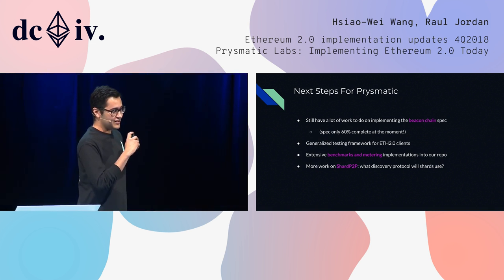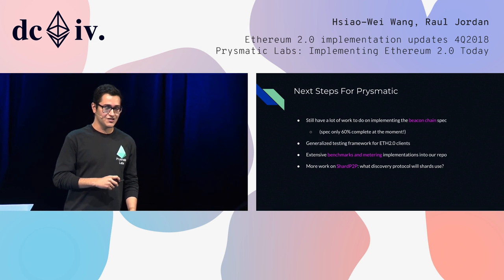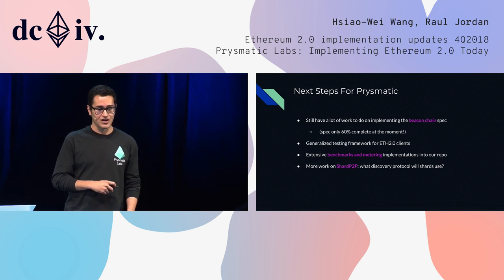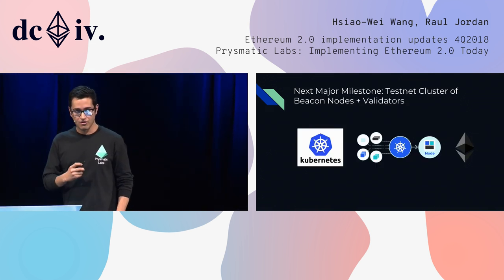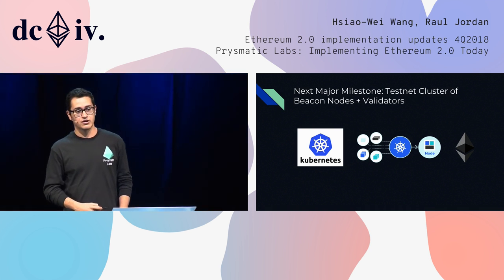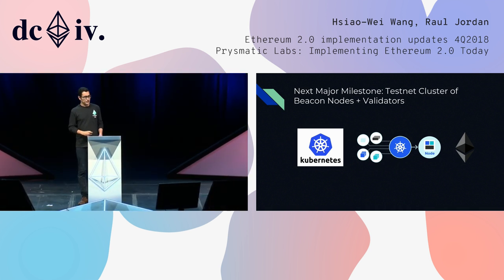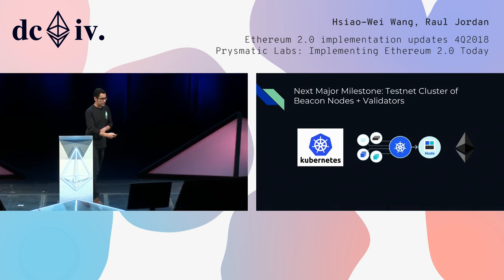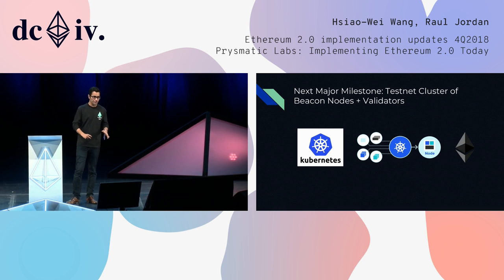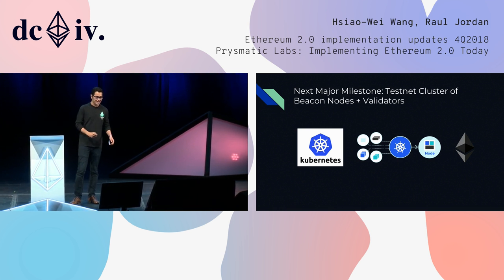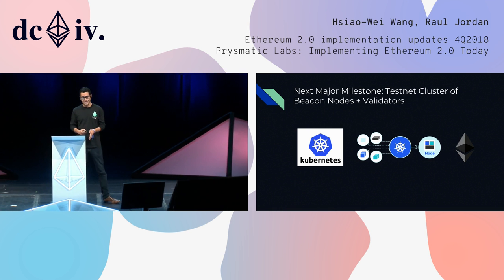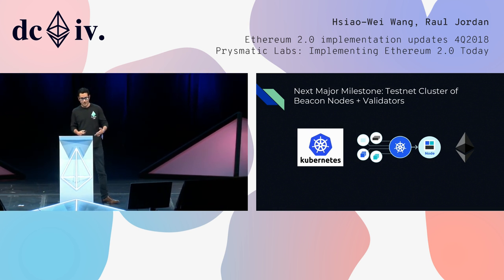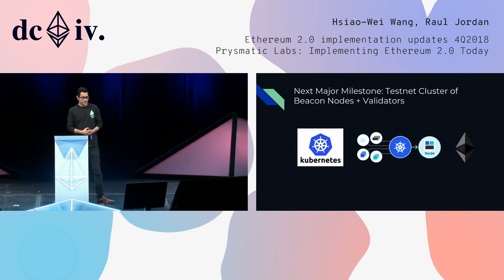So our next major milestone is something that I'm really happy to announce. We will be doing a testnet cluster of beacon nodes and validators. And that's something that we aim to do with the other client implementation teams as well. But we want to have a very simple system where you can obtain faucet ETH, deposit your ETH to become a validator, get onboarded as a validator into the beacon chain 2.0, and start performing your responsibility. It's a very exciting prospect.